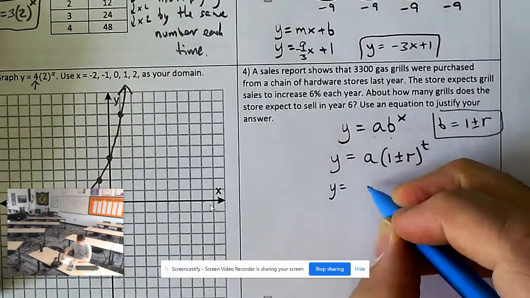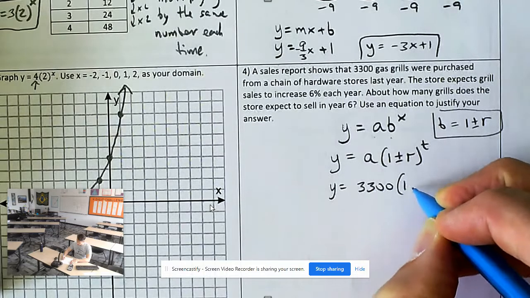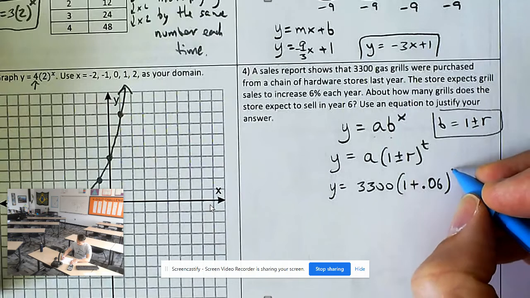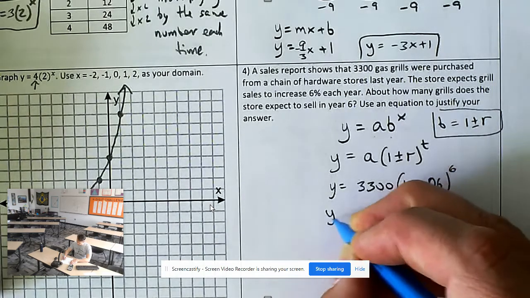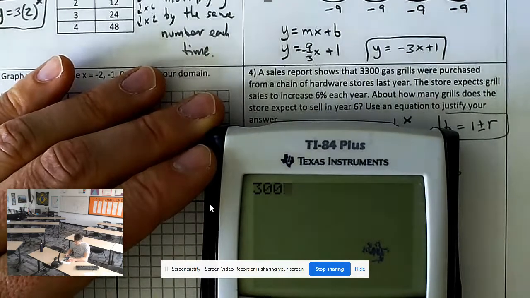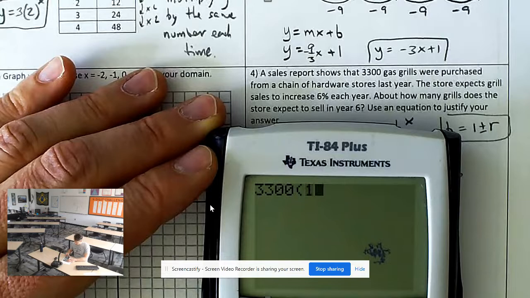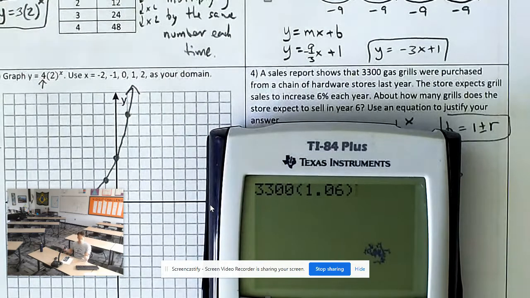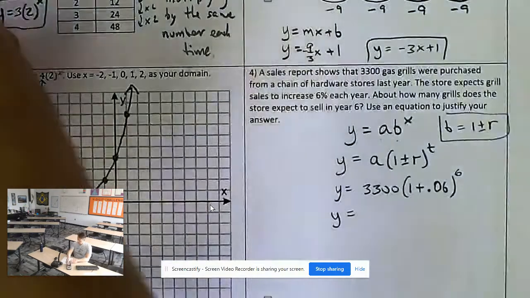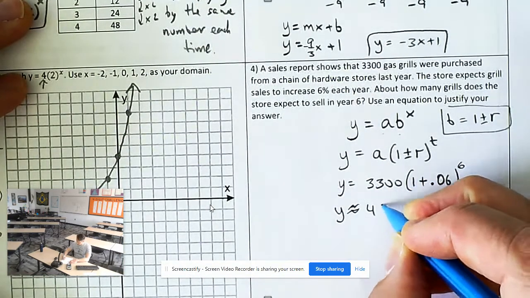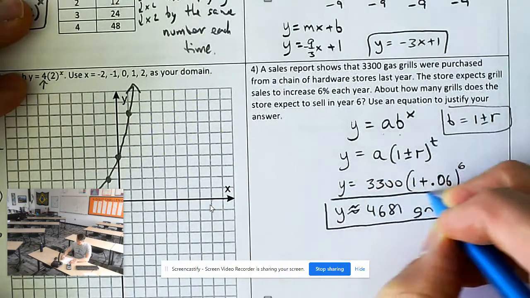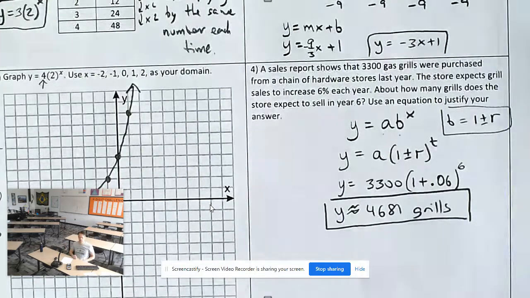So in this case, I'm going to have 3,300 grills times 1 plus 0.06. And how many years? So in 6 years, we'll put 6 there. And for that, you just need a calculator. So I'll put it in. 3,300 times 1.06. I'm adding the 1 and the 0.06 together to the 6th power. And the answer is 4,681. So about 4,681 grills. That's what they'd expect to sell. And obviously that number probably ought to be rounded to like 4,700-ish if you were ordering the grills, but there's our number.